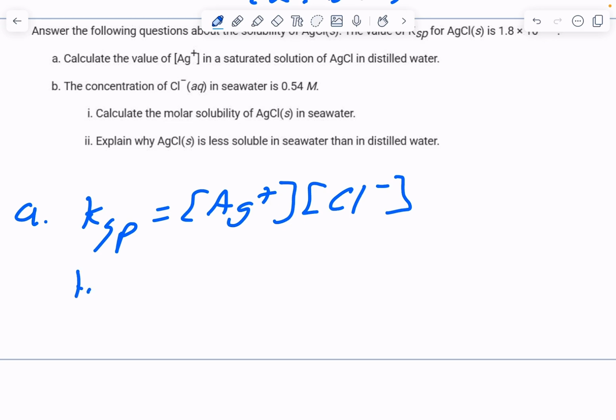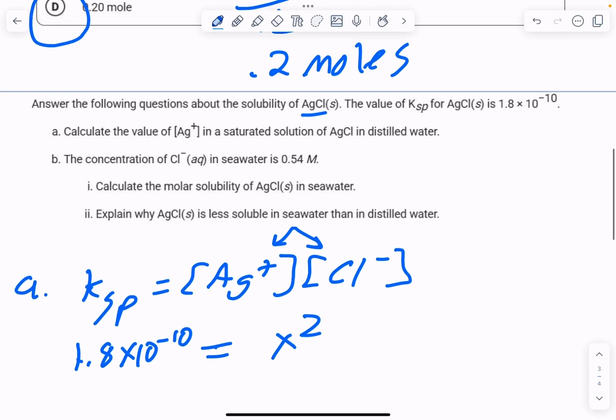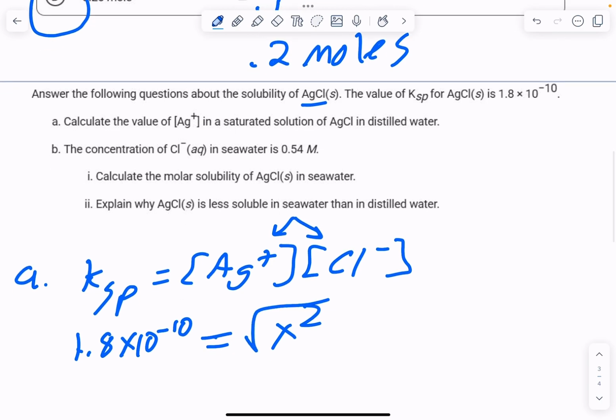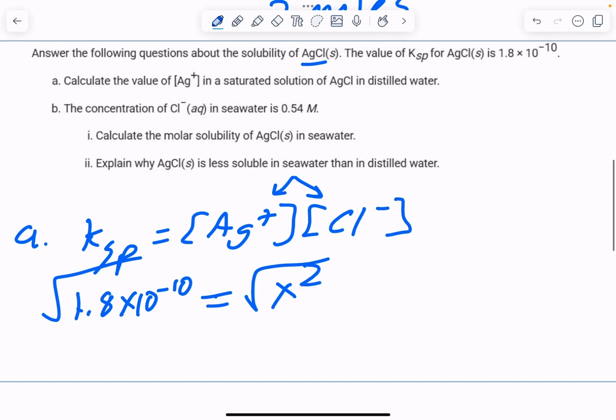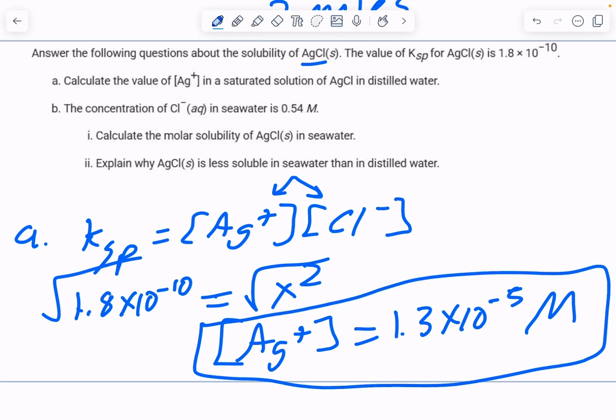If we know this is 1.8 times 10 to the negative 10, that's essentially going to be x squared. The concentrations are going to be equal, because for every 1 molecule of AgCl, it breaks down into 1 ion of each. So then I just got to take the square root of each side, and I'll find that my Ag plus concentration is going to be equal to 1.3 times 10 to the negative 5th molarity. And that's it. That's all you got to do to solve part A. Pretty simple.